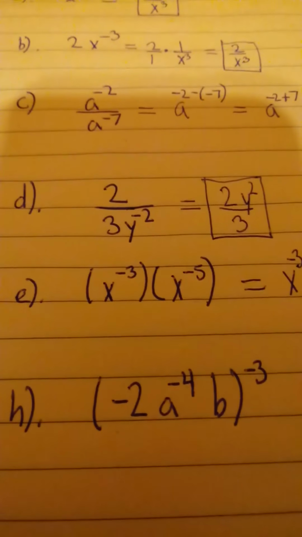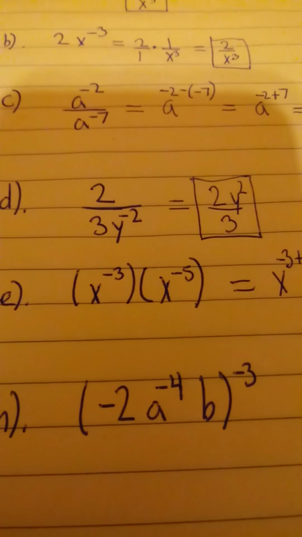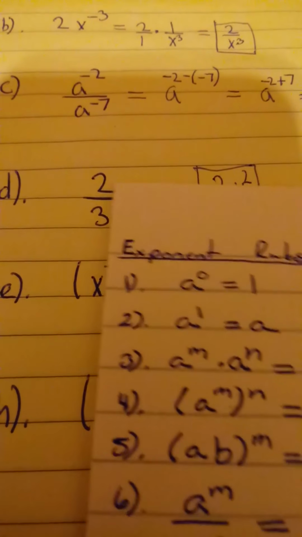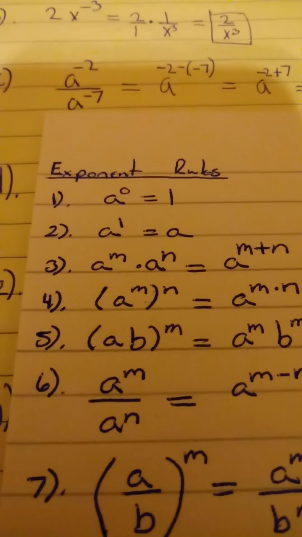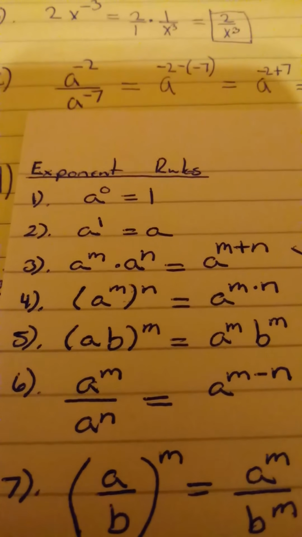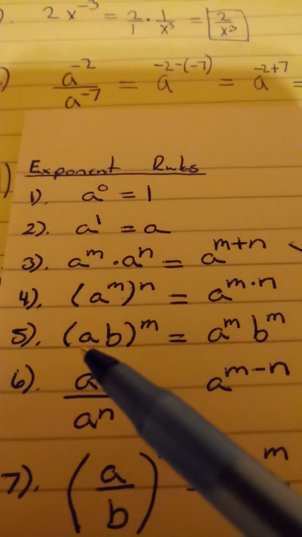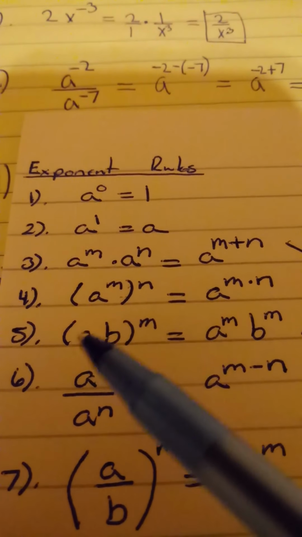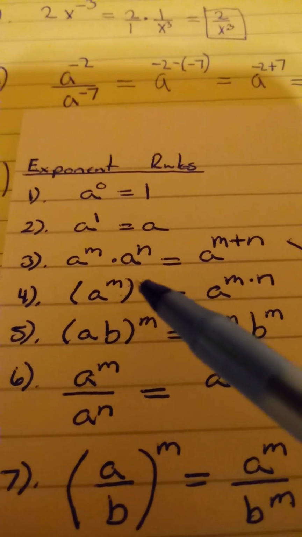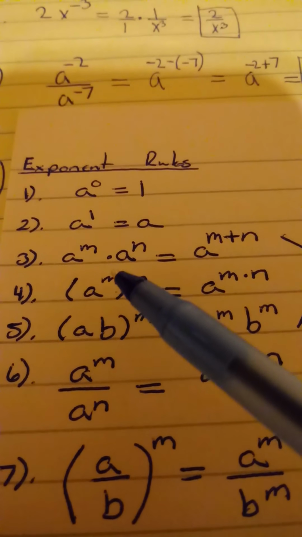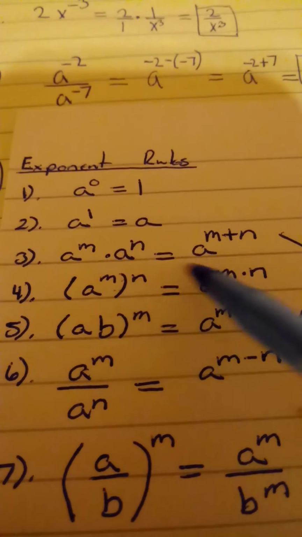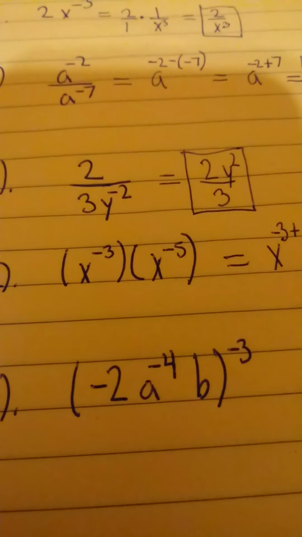All right, the last one. Once again, you're going to have to refer back to your exponent rules right here. So number 5 is the one that we're going to apply here. Basically, if you have different bases, you're going to distribute the exponent. But at the same time, you're going to use number 4. If you have another exponent raised to another exponent, you multiply the exponents.